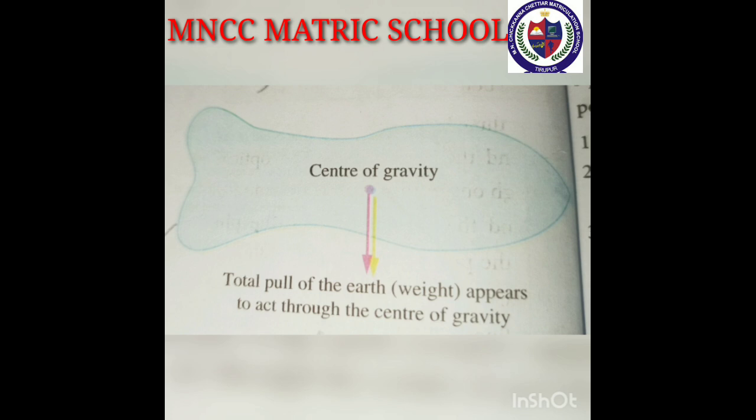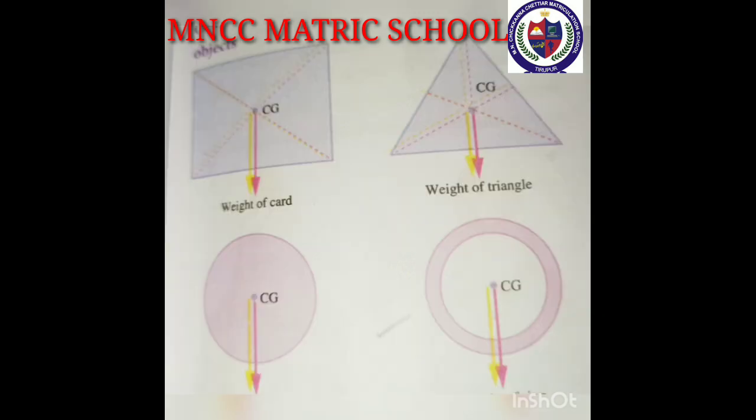How do we find the center of gravity of an object? See this diagram, center of gravity for regular shaped objects. Generally, the center of gravity of geometrical shaped objects lies on the geometric center of the object. Examples: weight of card, weight of triangle, weight of disc, weight of ring.